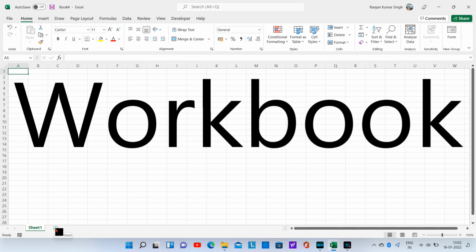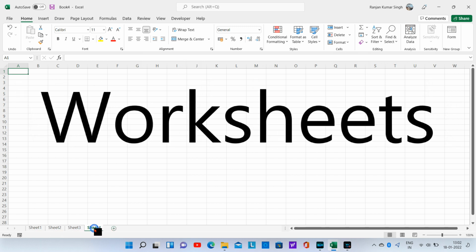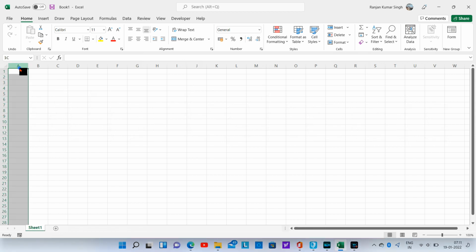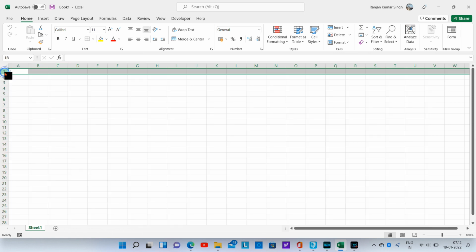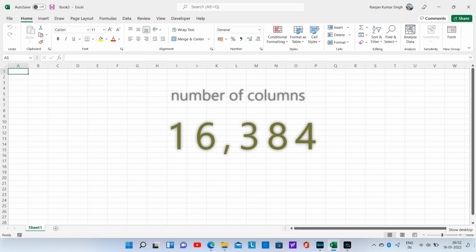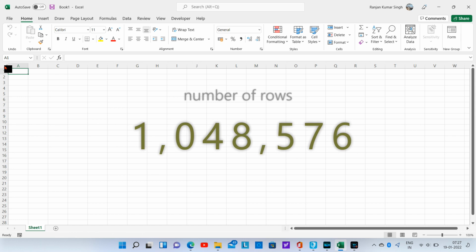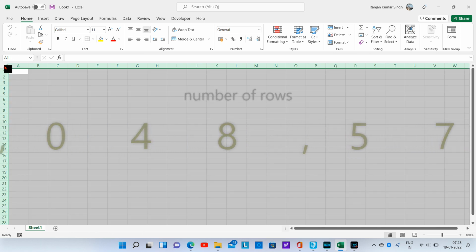An Excel document is known as the workbook, and it may contain multiple worksheets. The Excel sheet is divided into several vertical columns and horizontal rows. There are 16,384 columns and 1,048,576 rows in a worksheet.